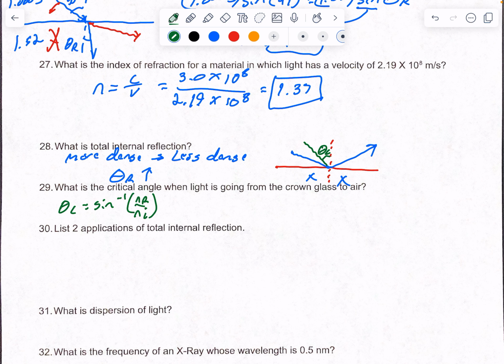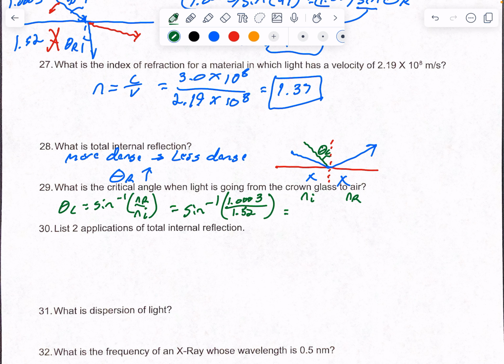Okay, Ni is always the one you come in at. So you're going from crown glass to air, so that means Ni is crown glass, and then air is your Nr. If you look on that box on the back of your packet, Nr is air, which is 1.0003, and then Ni is your crown glass, which is 1.52.